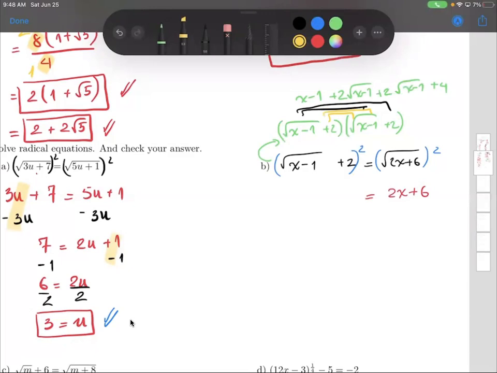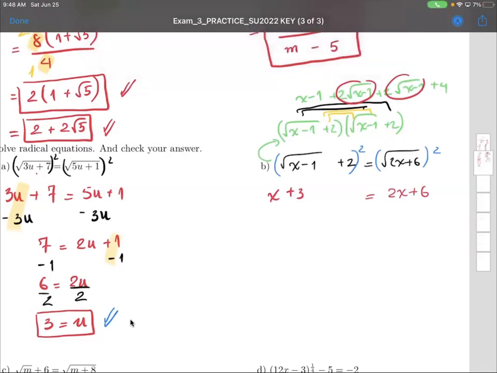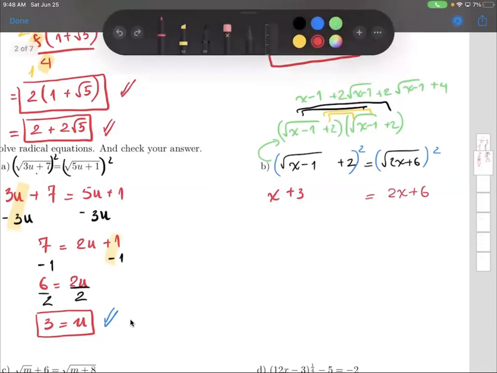All right, so simplify. Well, x is all by itself, so it's just x, right? What about negative 1 and 4? Negative 1 and 4 will be positive 3, so plus 3. And then the two guys right here, they have the same index and same radicand, so you just add the coefficients. So plus 4 square root of x minus 1.